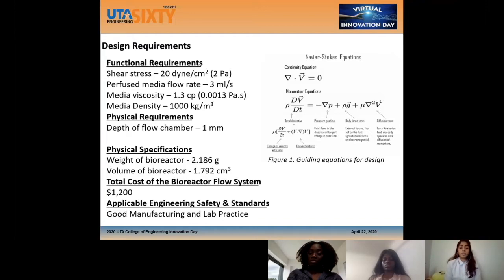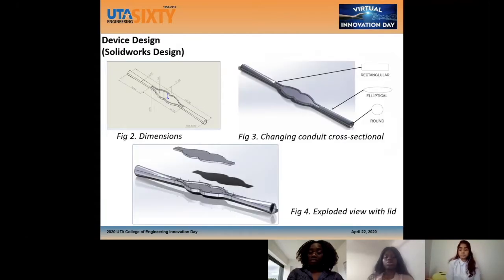We followed good manufacturing and good lab practice, and we used the Navier-Stokes equation as our guiding equation for the design. So here we have the designs that we came up with. We have the SolidWorks design shown here. We were able to use SolidWorks for the modeling of our device. Figure 2 shows the dimensions of the bioreactor. Figure 3 shows the cross-sectional areas of the chamber of the bioreactor. Figure 4 shows the exploded view of the bioreactor as well.